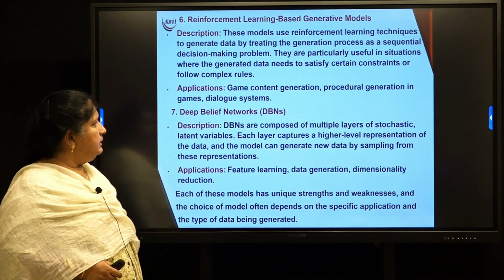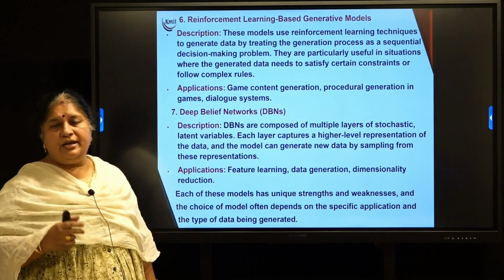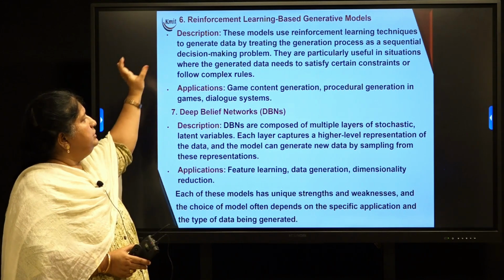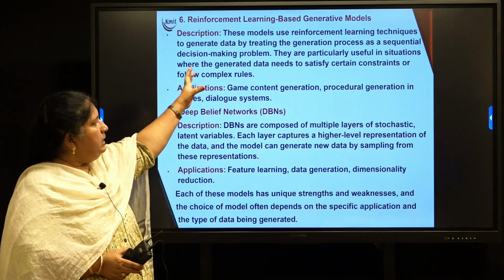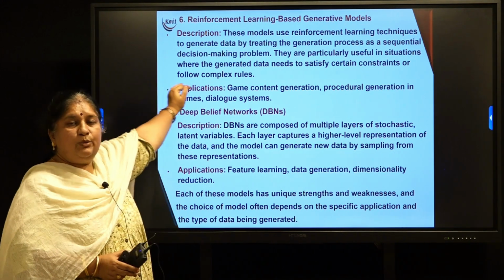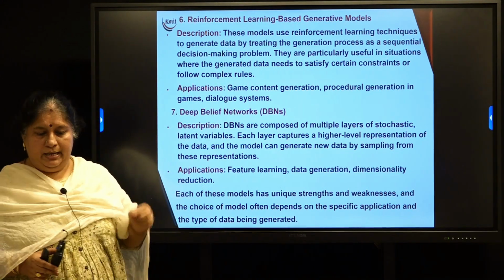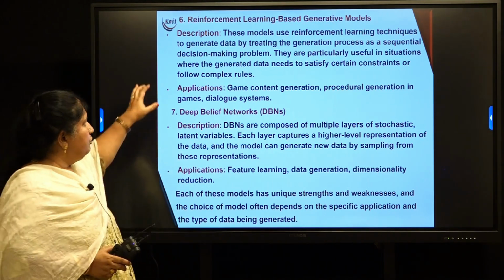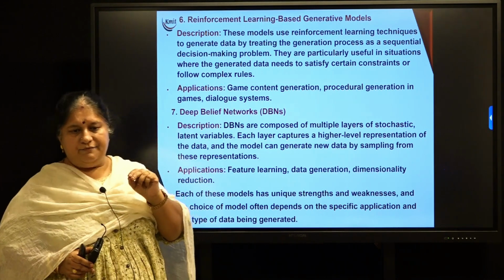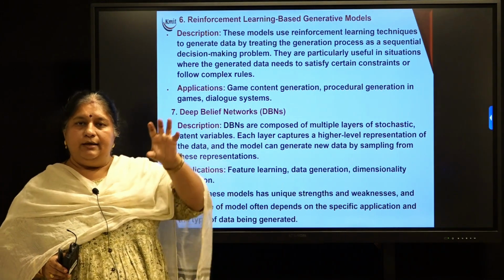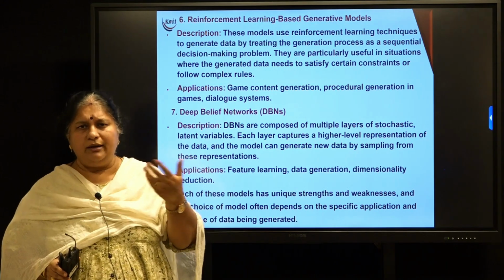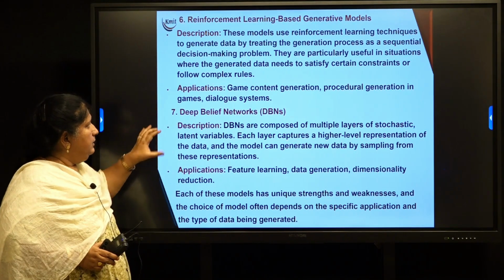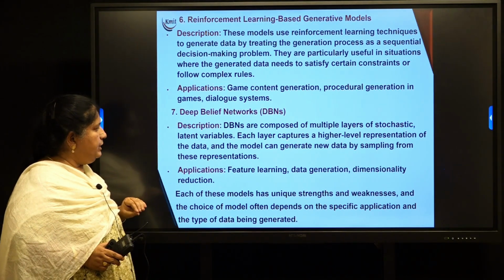Similarly, reinforcement learning, again one more area that is prevailing in our lives. These models generate the data by treating the generation process as a sequential decision-making problem. At every step of data generation, we make a decision. With every data point generated, you associate the value of it and the penalty of it, the reward point as well as the penalty point. These are the application areas where it is used.